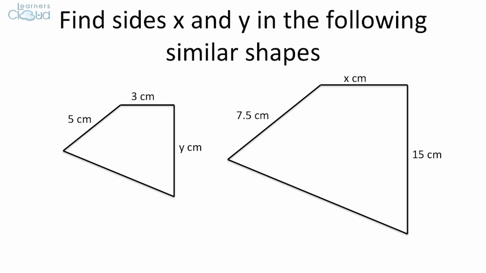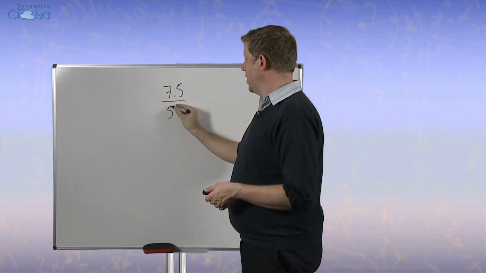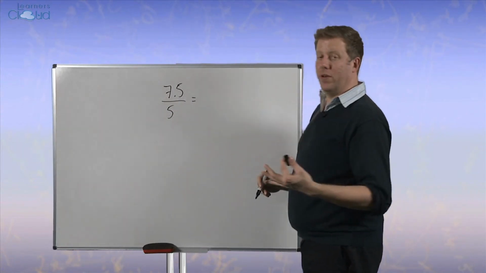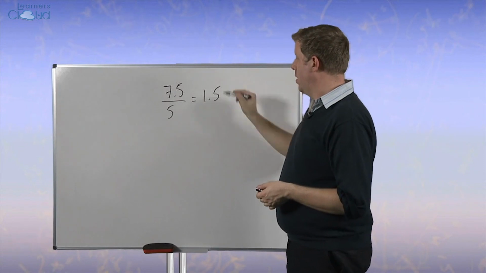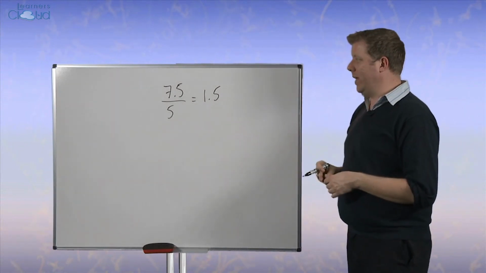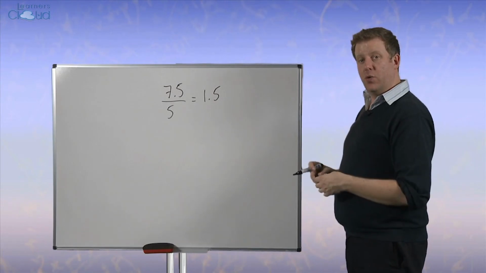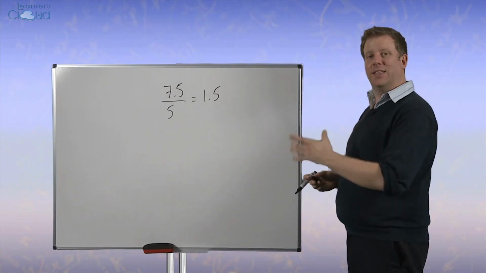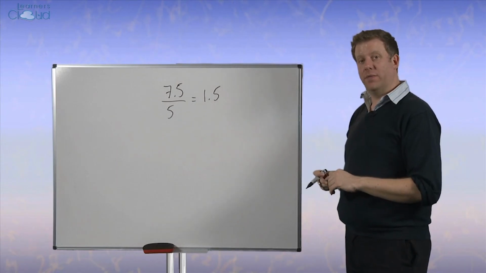And remember how we do that? The larger side divided by the shorter, 7.5 divided by 5 gives us 1.5. So we know to get from the smaller to the larger shape, we would multiply all the sides by 1.5, and to get from the larger to the smaller shape, we divide by 1.5.